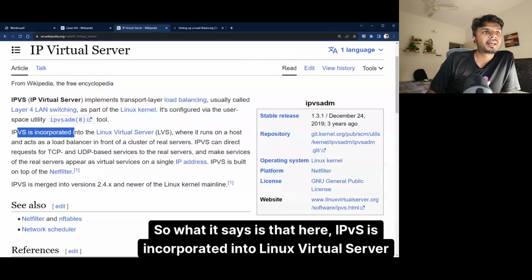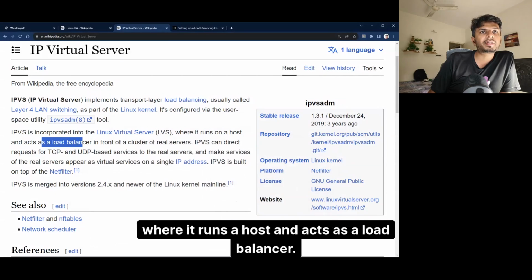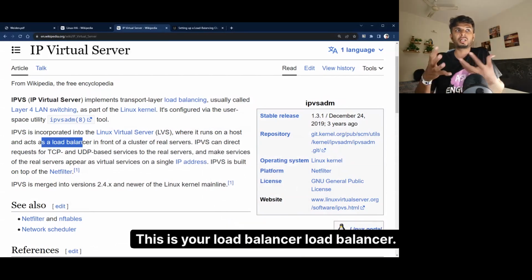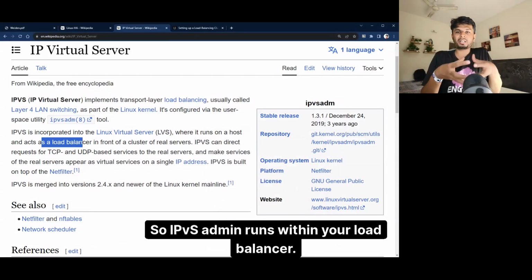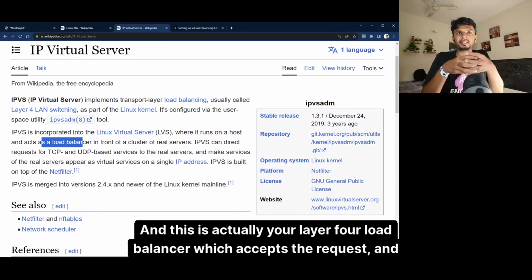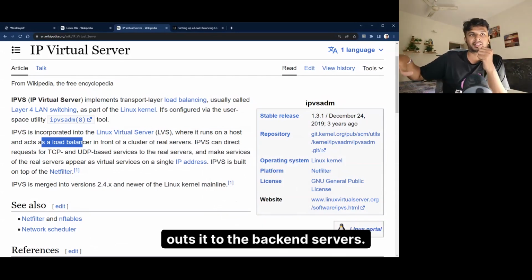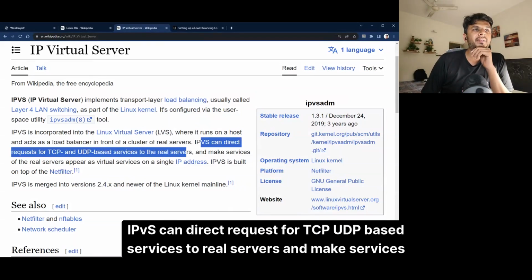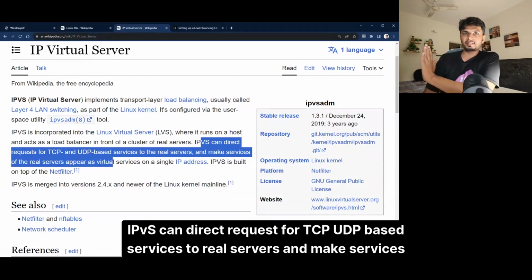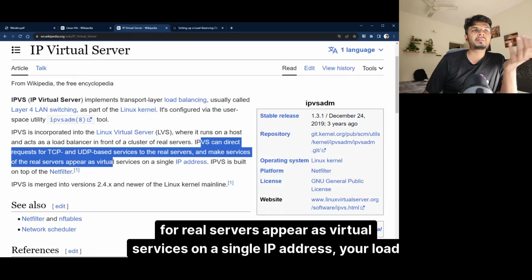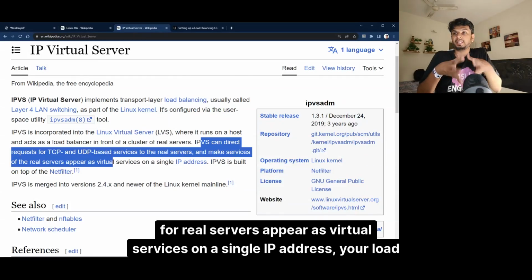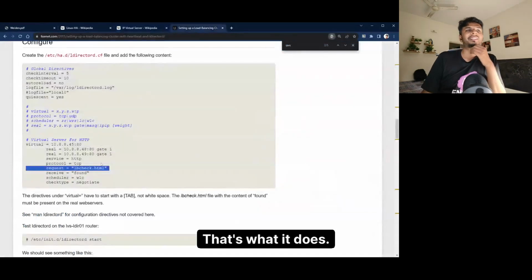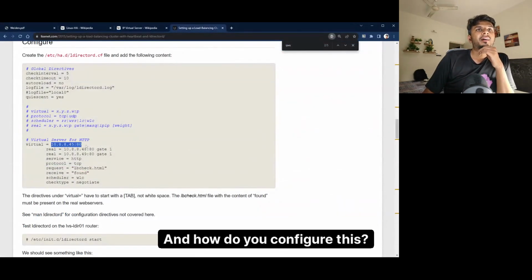So what it says is that here IPVS is incorporated into Linux Virtual Server, where it runs on a host and acts as a load balancer. This is your load balancer. So ipvsadm runs within your load balancer, right? And this is actually your layer 4 load balancer, which accepts the request and routes it to the backend servers. Round robin, whatever algorithm it wants to use, right? IPVS can direct requests for TCP and UDP based services to real servers and make services for real servers appear as virtual services on a single IP address, your load balancer's IP address, right? That's what it does.